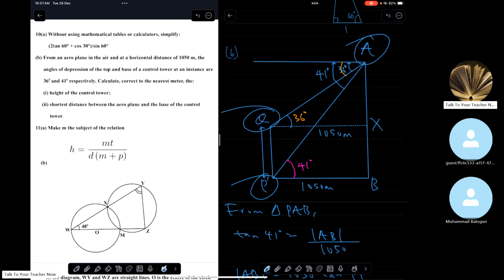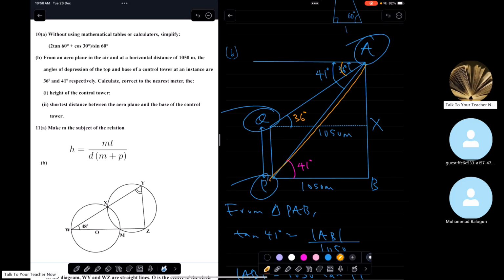From the aeroplane to the ground is AB. So A is a point, B is a point on the ground. So what's the shortest distance between the aeroplane and the base of the tower? Mohammed, can you answer that? No, it's not AP. You know why? If you look at this triangle, P, not B. That's what I'm saying. It's supposed to be AB.